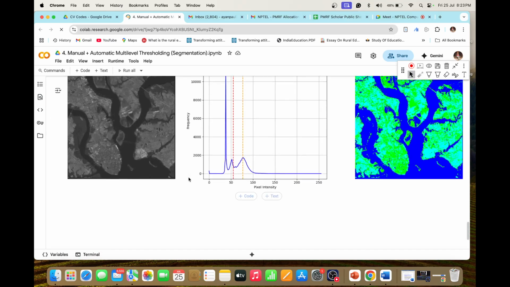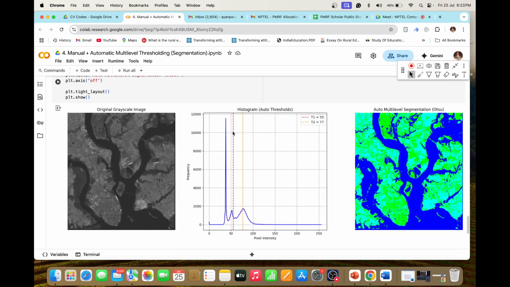So yeah, this is the thing. Now thresholding, see there are two thresholds, one is this, one is this. By this, see this is the original grayscale image, and this is our multi-level segmentation. This is multi-level segmentation, and this is done by automatic thresholding, that is the Otsu method we have applied. These two are the thresholds it has identified, that is T1 which is 55 and T2 which is 77.